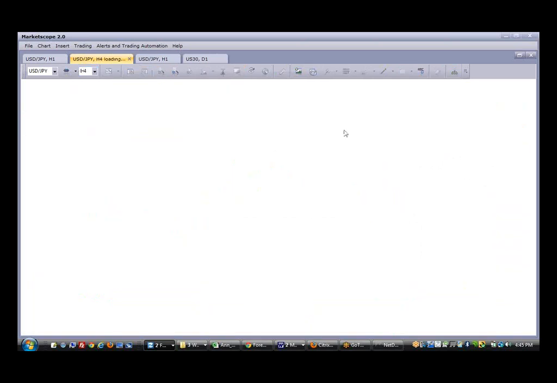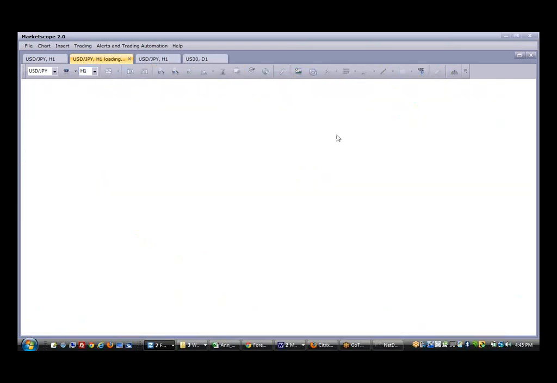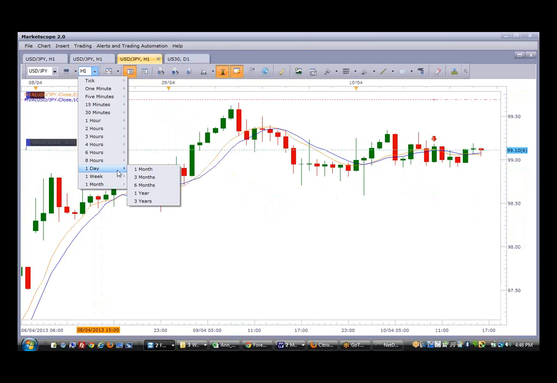4-hour chart. Four-hour chart, there's no setup at this point, and the 1-hour chart. 1-hour chart, there's actually a setup there, but on these candles here, there's no setup. M3 daily.